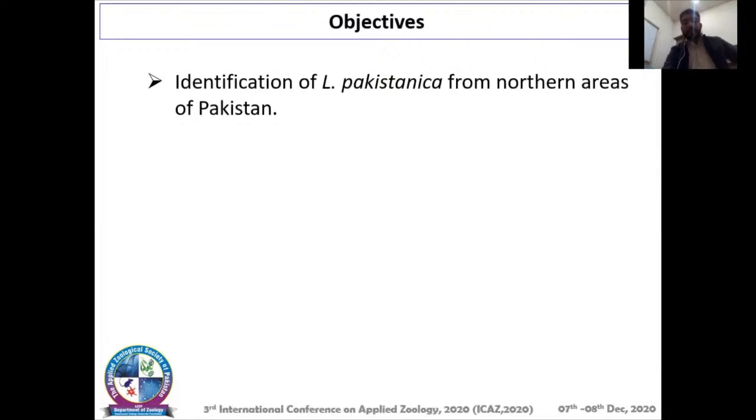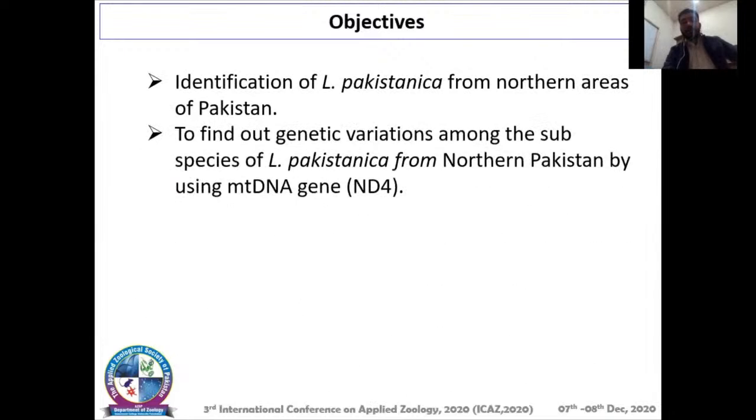Objectives. Identification of Laudakia pakistanica from northern areas of Pakistan. To find out genetic variation among the subspecies of Laudakia pakistanica from northern Pakistan by using the mtDNA gene ND4. Materials and methods. Ethical approach. The study protocol was approved by the Research Ethical Committee of Kohat University of Science and Technology, Kohat.